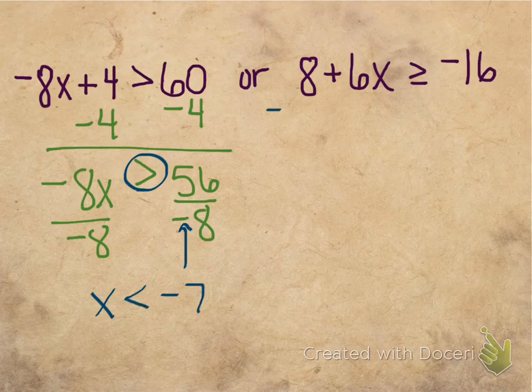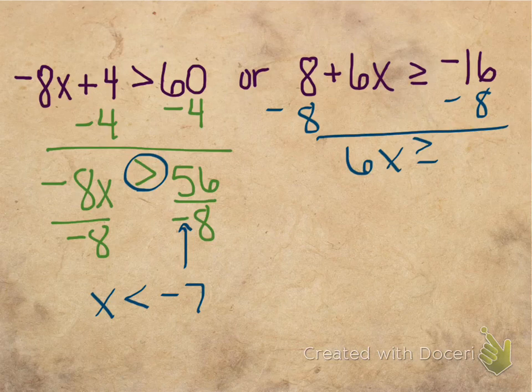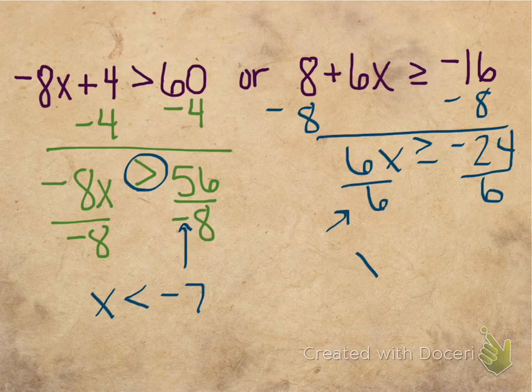On the other side, I'm going to subtract 8. So 6x is greater than or equal to, this will be negative 24. Then I'm going to divide by 6. And since here the number I'm dividing by is positive, I don't have to flip the inequality. And I'll just have x is greater than or equal to negative 4.